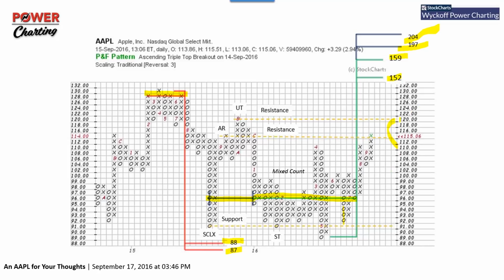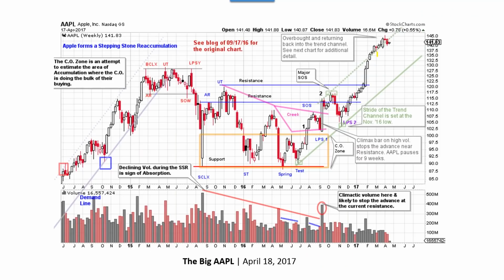You'll notice that we're in the area of around 114 right now at the time of this analysis, and the analysis was at about 96, but it's almost a 100% move with the data that we have available to us. So this is really a nice campaign. So let's update this. We do another blog, which you can look at, the Big Apple, April of 2017.